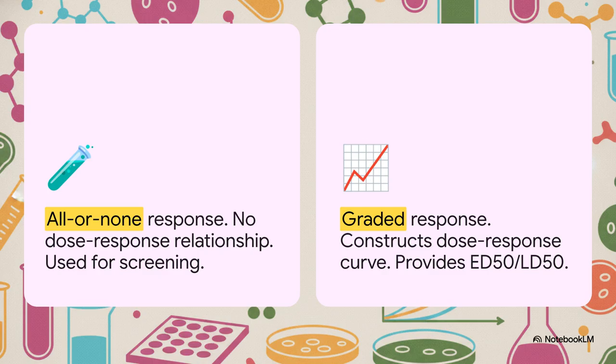On the flip side, a quantitative bioassay is all about precise measurement. Here, the response is graded, meaning we actually measure the magnitude of the response and construct a dose-response curve. This is what allows us to compare our unknown sample to a known standard and calculate those really vital stats like the ED50 or LD50.